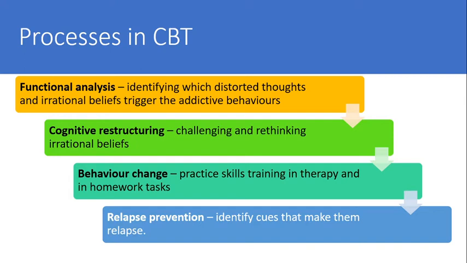So, first of all, functional analysis. This is, again, similar to depression, but you just tailor it for addiction. So you're identifying, first of all, which distorted thoughts and irrational beliefs are triggering your addictive behaviours. Then in the next stage, cognitive restructuring, you're going to challenge them and try and replace them with more helpful thoughts and more helpful, more rational beliefs, that hopefully are not going to lead you into whatever your addictive behaviour is.